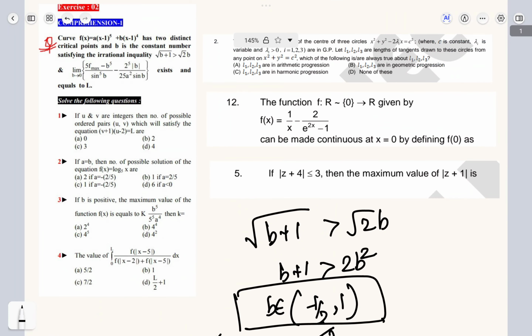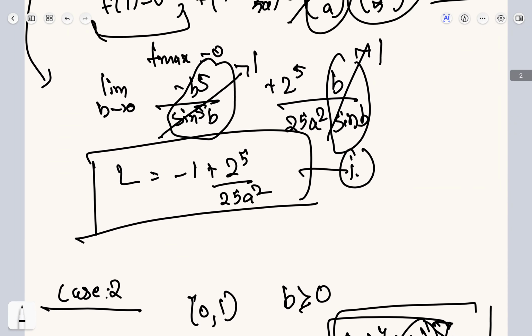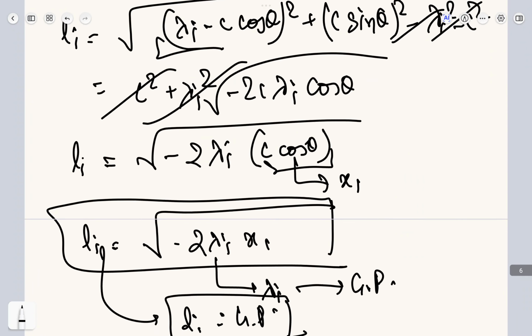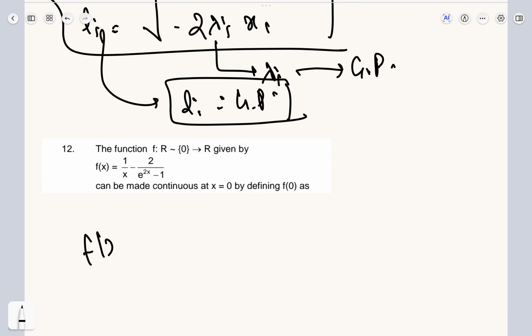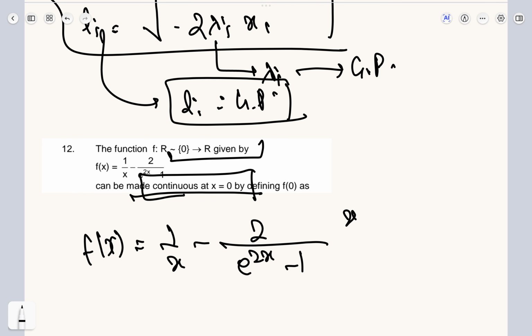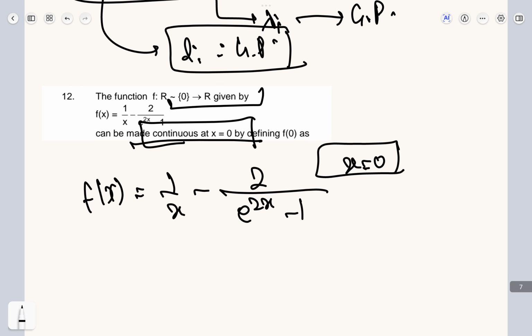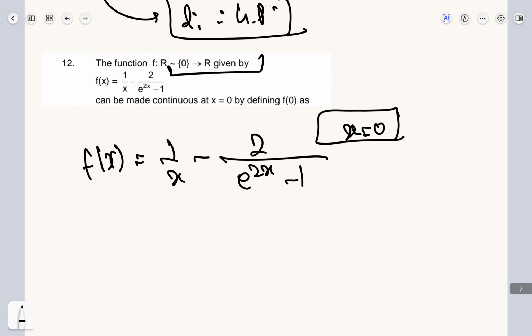Okay, just a few more questions left. Two more. Last one is extremely easy too. The last questions are from a mains mock test, so yeah, they are easy. Okay, this question is fx is equal to 1 by x minus 2 by e power 2x minus 1 can be made continuous at x is equal to 0, defining f of 0 is equal to. So you just need to find the limit of x tending 0. That's it. Because that is what makes it continuous, right? So limit x tending 0 fx is equal to.